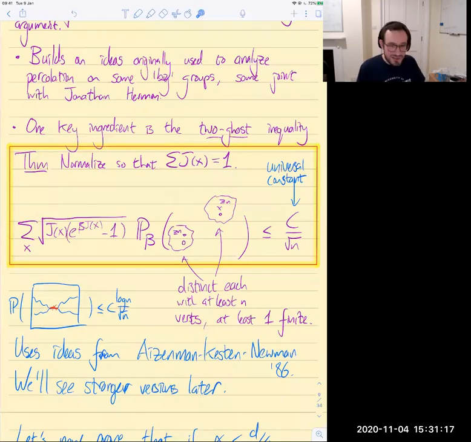And so in our setting of long-range percolation, what it says is that if you sum over all x, and you look at the probability of the event that the origin and x are in distinct clusters that both have size at least n, they both have at least n vertices, and at least one of them is finite, then this is bounded by some universal constant, which is like 50 or something, divided by root n. Except you have to multiply it by this factor to do with the weights, which is roughly the square root of beta times J of x.